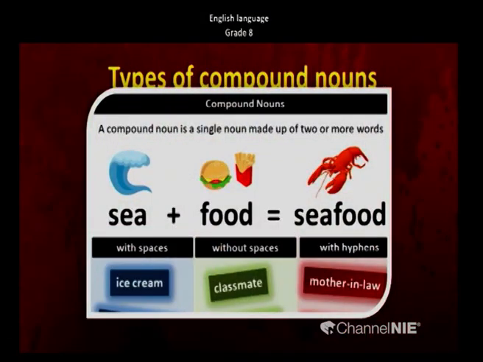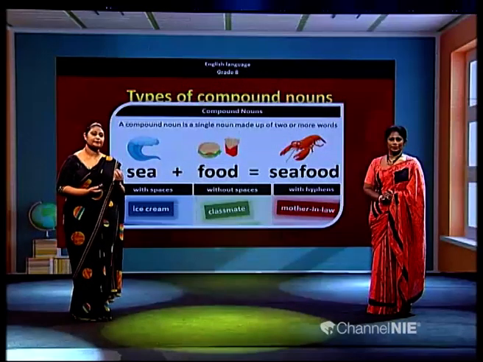All right, children. So there are types of compound nouns. Now you know what compound nouns are and you know some of the compound nouns also. Now we are going to look at the types of compound nouns. So a compound noun is a single noun made up of two or more words, you know that. Now look at this. Sea. You have gone to the beach, you have gone to the sea, right? Have you, Miss Niranji? I love to go to sea. Right, many times, right? Then you have food. What does it make? Seafood. All right.